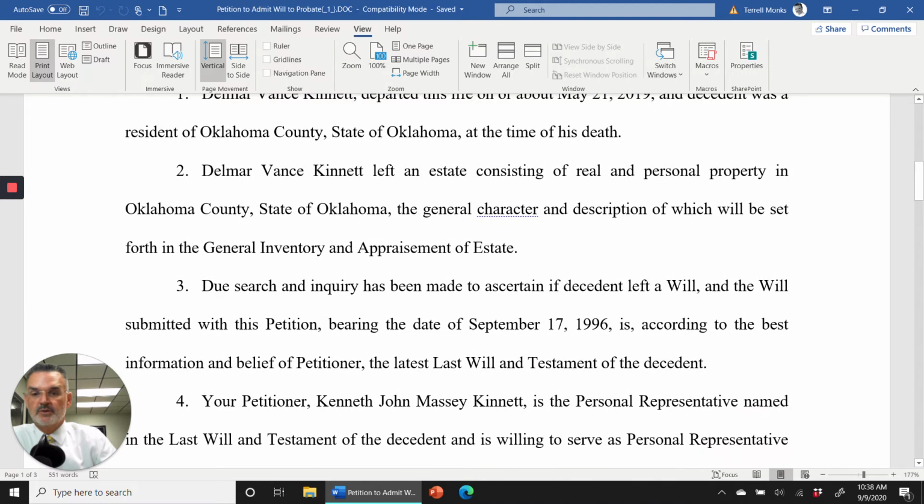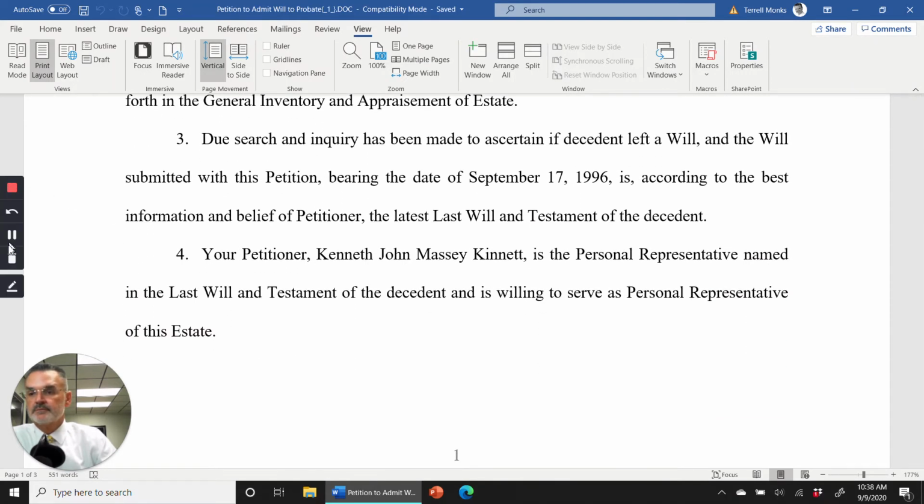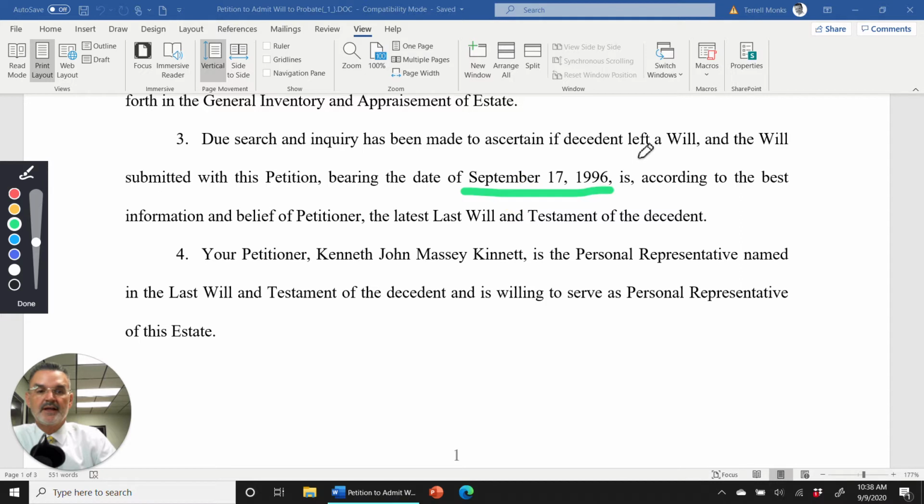All right, scrolling down. Paragraph 3 is where we typically identify the last will and testament. We identify that we looked for a will, and this is the latest last will and testament. Your client or you are not allowed to choose which will be submitted to probate. You must submit to the court the most recent one.